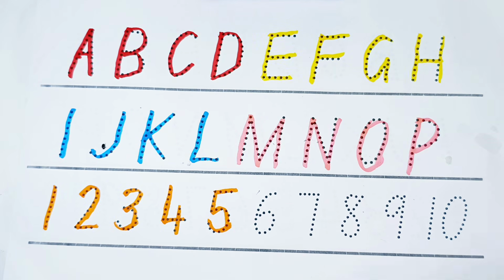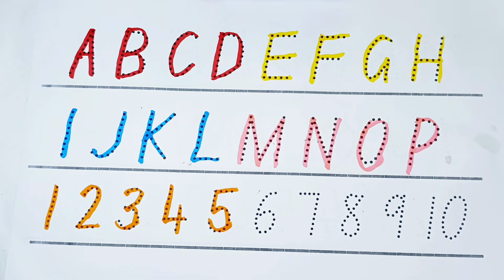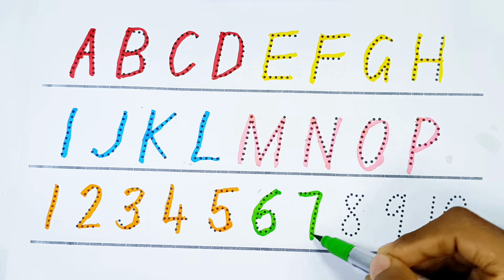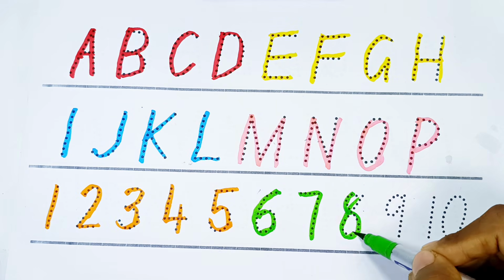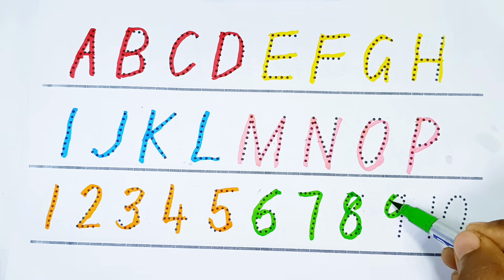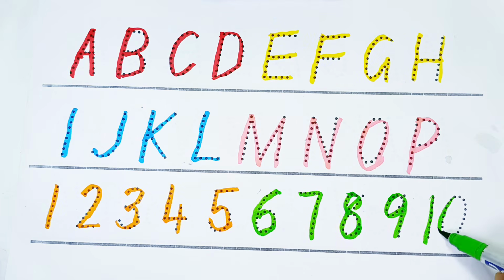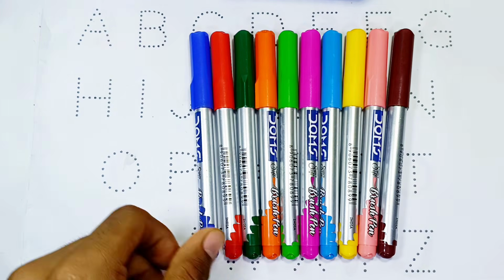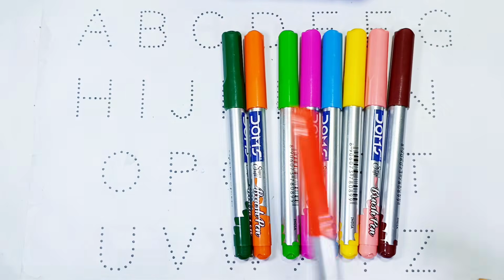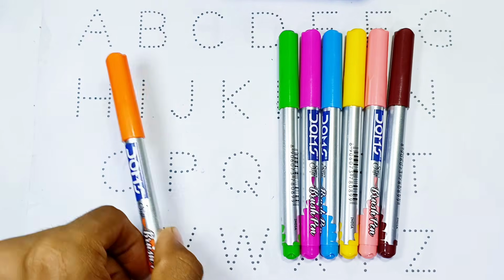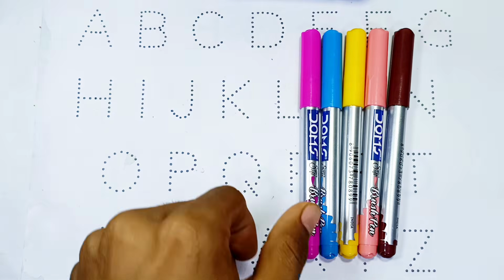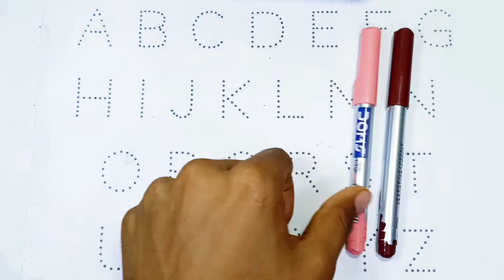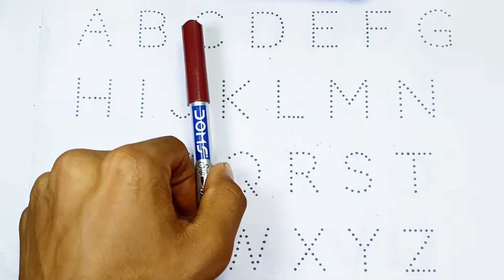The numbers of 6. Six, 7, 8, 9, and 10. Purple color, black color, blue color, red color, green color, orange color, light green color, pink color, sky blue color, yellow color, light pink color, and brown color.